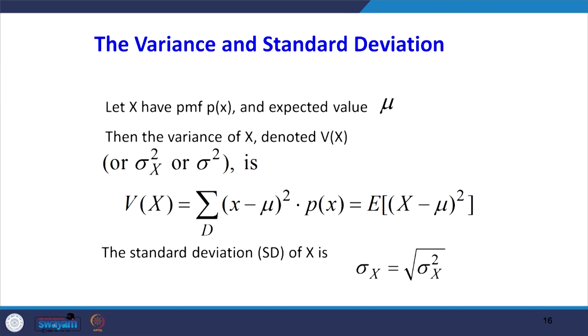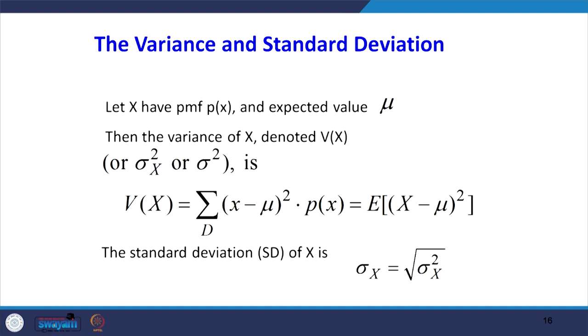Let x have the PMF p of x and the expected value is mu. We already know the mean of an empirical distribution. Now we have to find the variance of the empirical distribution. The variance of x is denoted as V of x, or sigma square x, or sigma square.